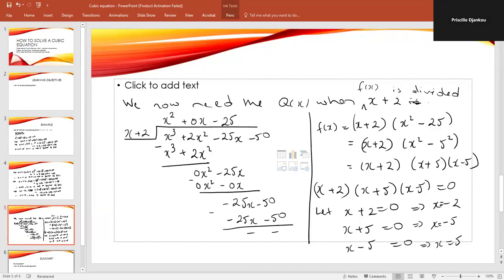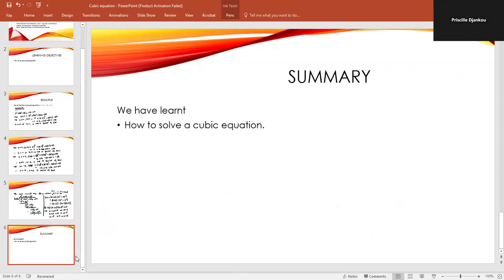To recap, what did we study at this point? We have seen how to solve a cubic equation. Firstly, you have to use trial and error method in an attempt to find a factor. Once you get the factor, you look for the quotient when the function is divided by the factor. Once you get the quotient, you now need to factorize completely to obtain simple versions of the cubic polynomial. After that you let it equal to 0 and you find each of the solutions to the cubic equation.